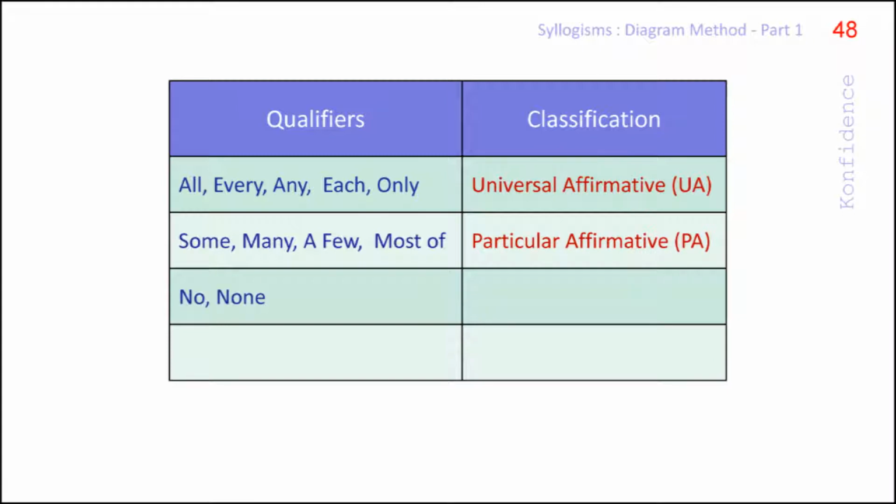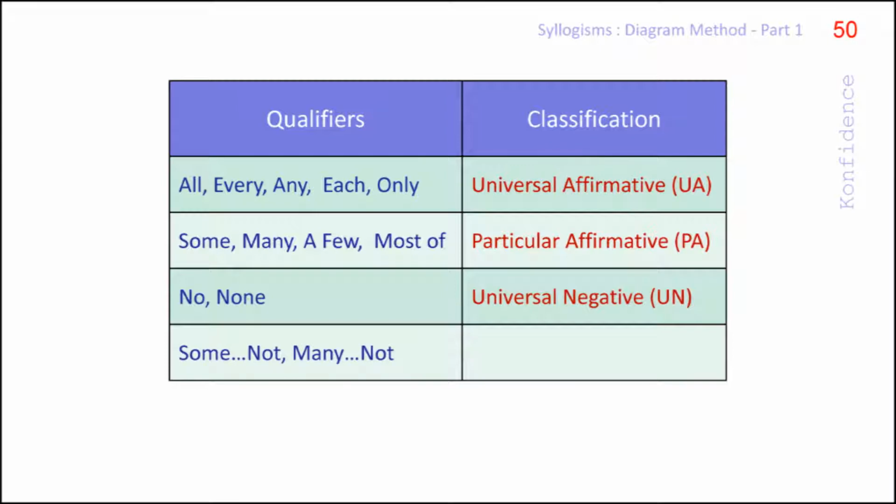In statements like no X is Y and none of the X's are Y's, we are saying that none of the elements of set X is an element of set Y. Since we are talking about the entire category of X, it is a universal statement, and since the statement is negative in nature, it is a universal negative statement.